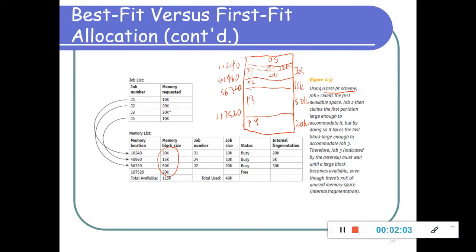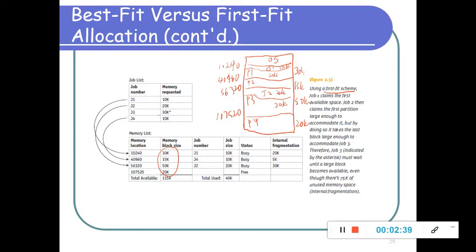Then comes job 2. Partition 1 is already occupied. Partition 2 is 15K and cannot accommodate job 2, so it will scan and go to partition 3. Partition 3 size is 50K and job 2 is 20K, so partition 3 can accommodate job 2, and job 2 will select partition 3. Job 2 is about 20K and you have an internal fragmentation of 30K.